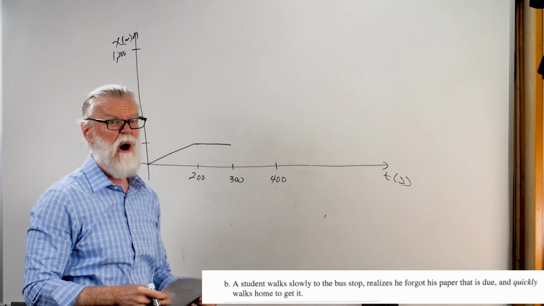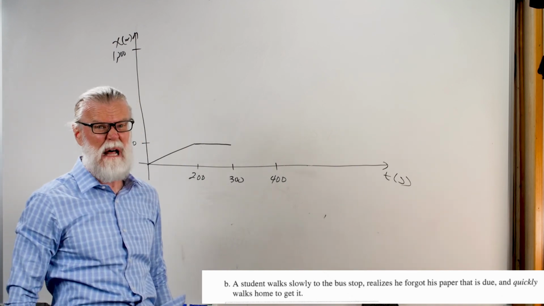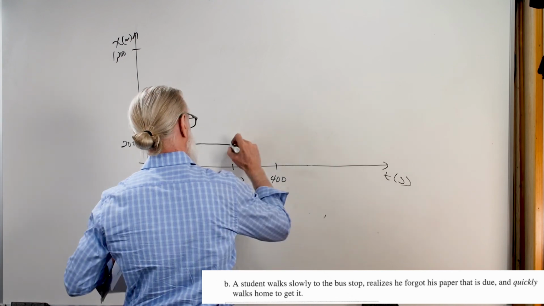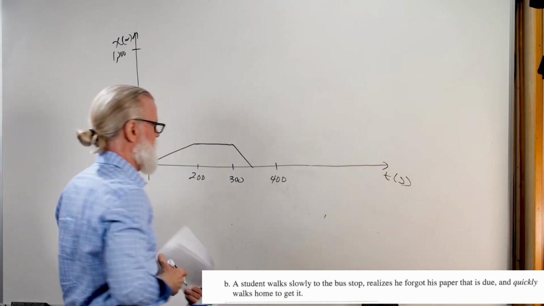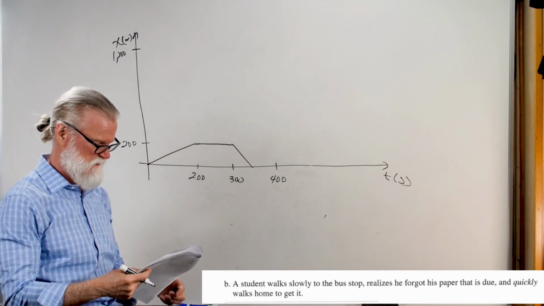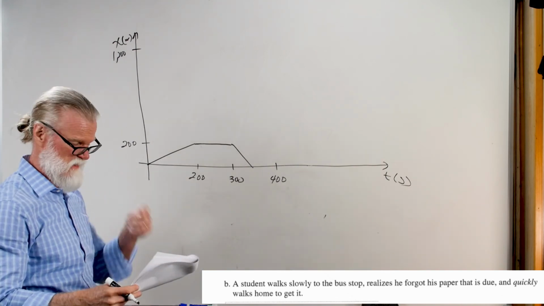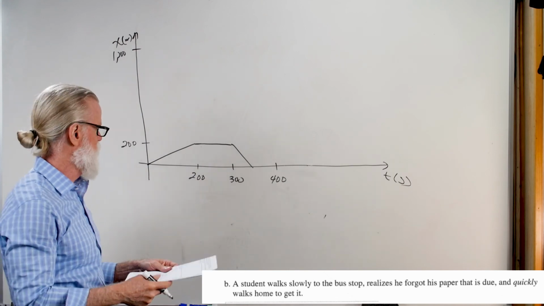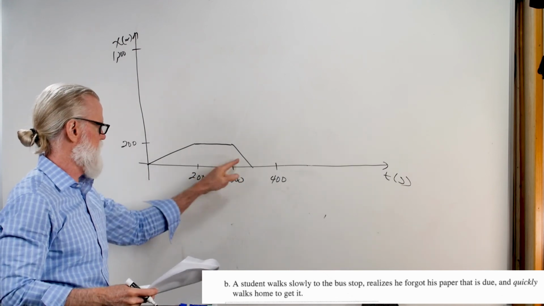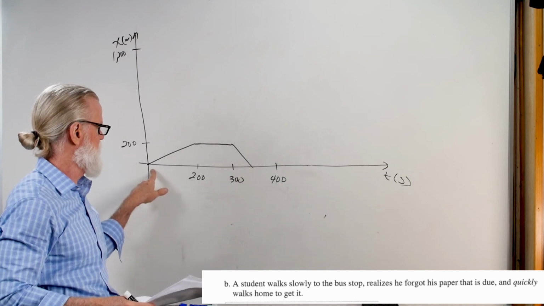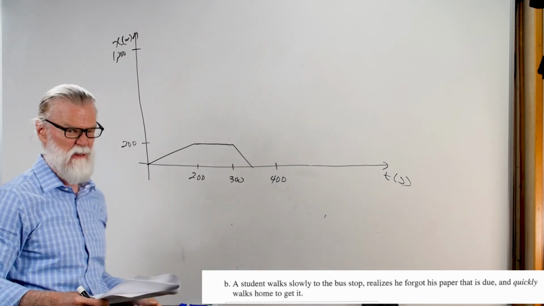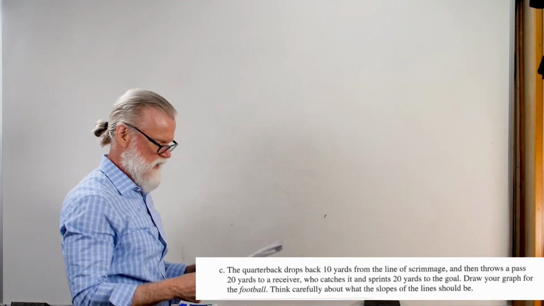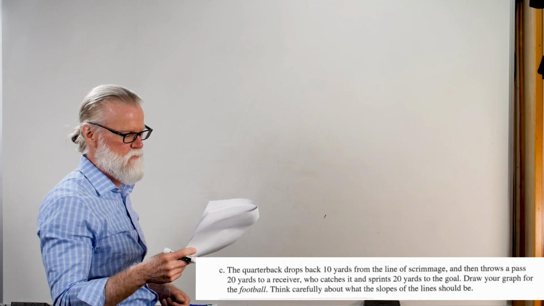What he did is he walked slowly to the bus stop, hung there for almost 2 minutes, and then, oh wait a second, I need my psychology report, right? So he hurried home, maybe going twice as fast, in a hurry because he's got to get back to the bus. And there's the quick walk home. Notice the other direction, he ended up at the same place he started, and a much steeper slope because he's scurrying quickly to get his psychology paper.